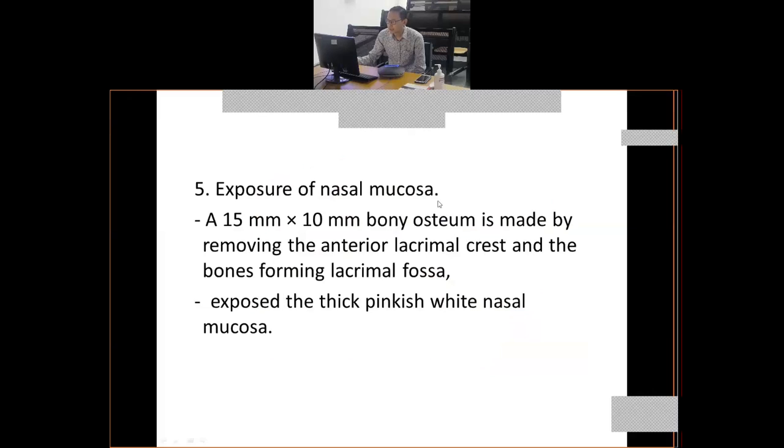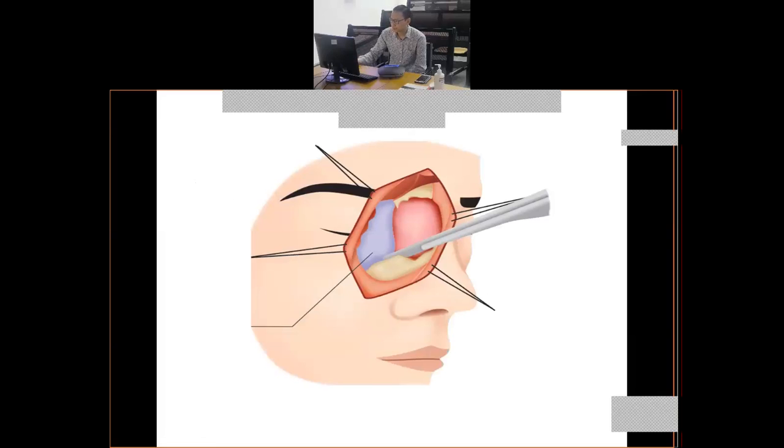Then next step is the exposure of the nasal mucosa. A bony ostium of about 15 to 10 mm is made by removing the anterior lacrimal crest and the bone forming the lacrimal fossa. Then thick pinkish white nasal mucosa is exposed. You can see here this white bluish structure is the lacrimal sac, and you have already made a bony ostium here. So this pinkish structure is the nasal mucosa.